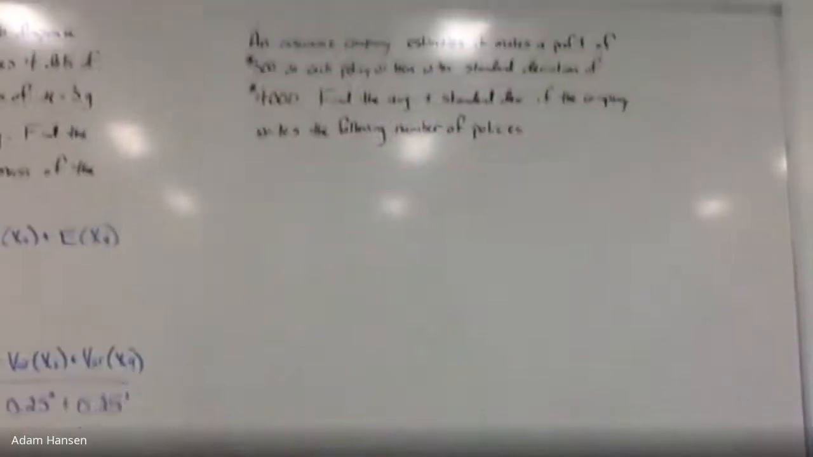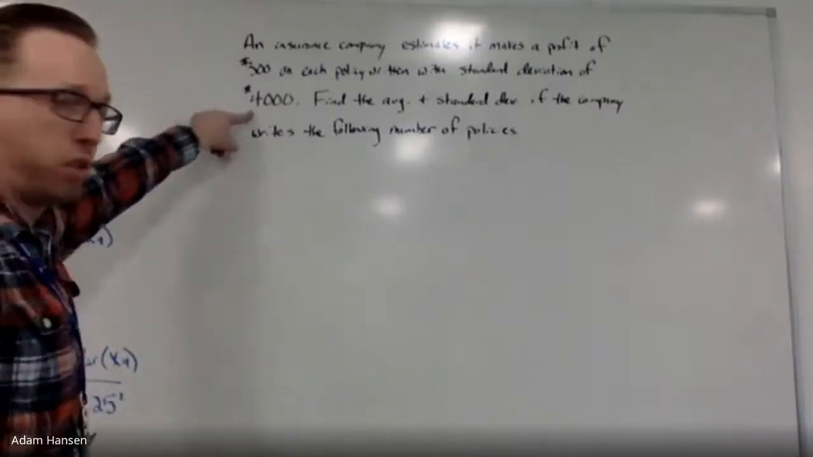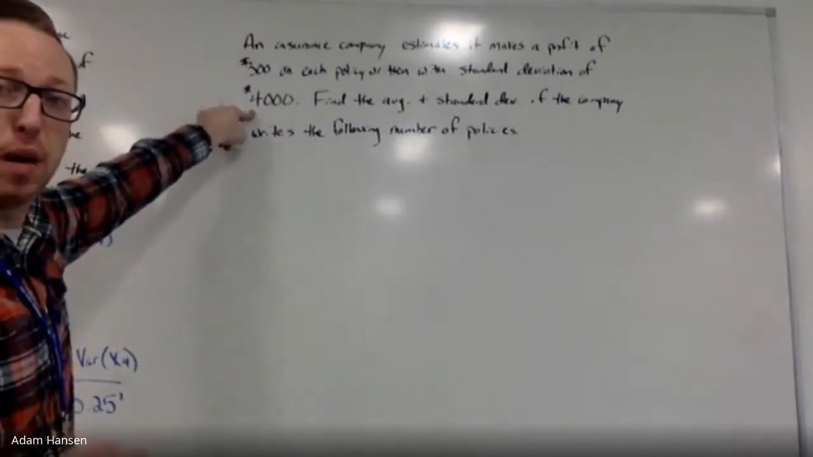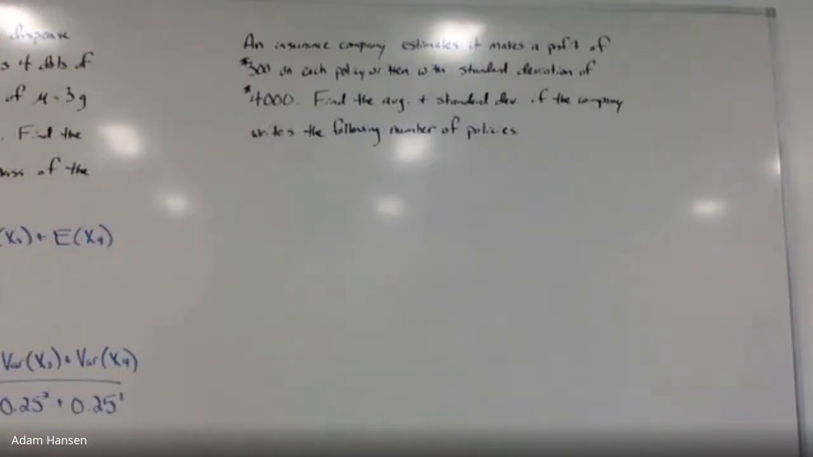All right, another scenario. An insurance company estimates it makes a profit of $300 on each policy written with a standard deviation of $4,000. The standard deviation is going to be very large in this case because they're either going to pay out nothing or a very large amount if the homeowner makes a claim. Most of the time they're going to pay nothing because there are no problems. The homeowner makes no policy claims. But in the case where we have floods or fire damage, etc., we're going to have significant damage and have to make a claim and pay out some money. So I have a wide variance in this scenario.